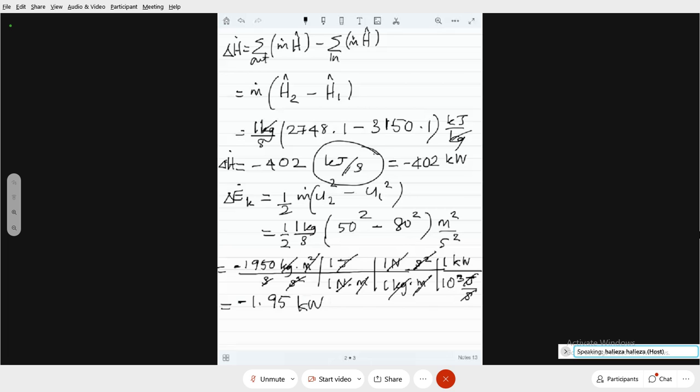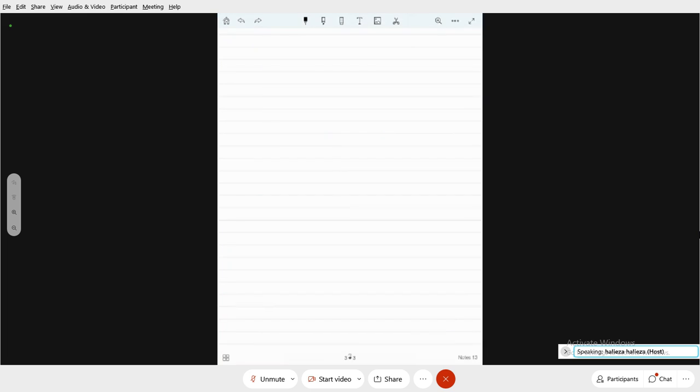How about potential energy? I'm going to use the next page. Potential energy is equal to m dot, gravitational acceleration, and the difference in height, z2 minus z1. Your mass again is 1 kilogram per second. Your gravitational acceleration is 9.81 meter per second square. And the difference in height, let's go back to our diagram.